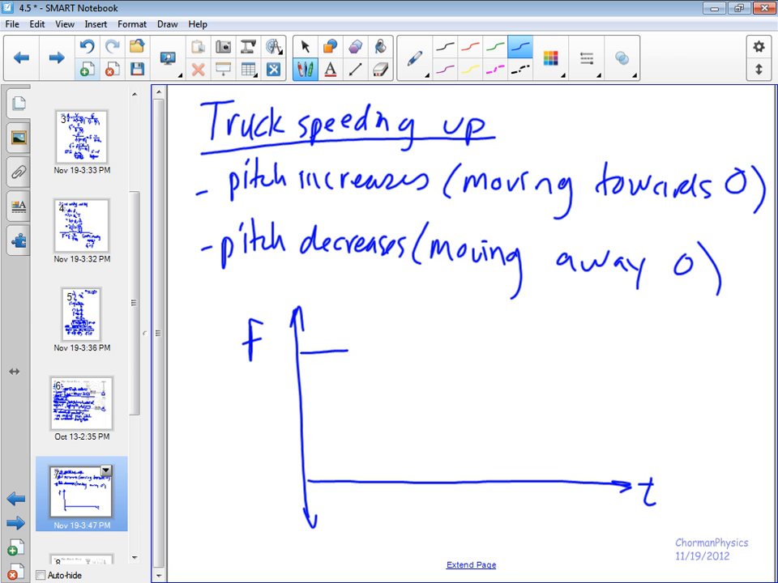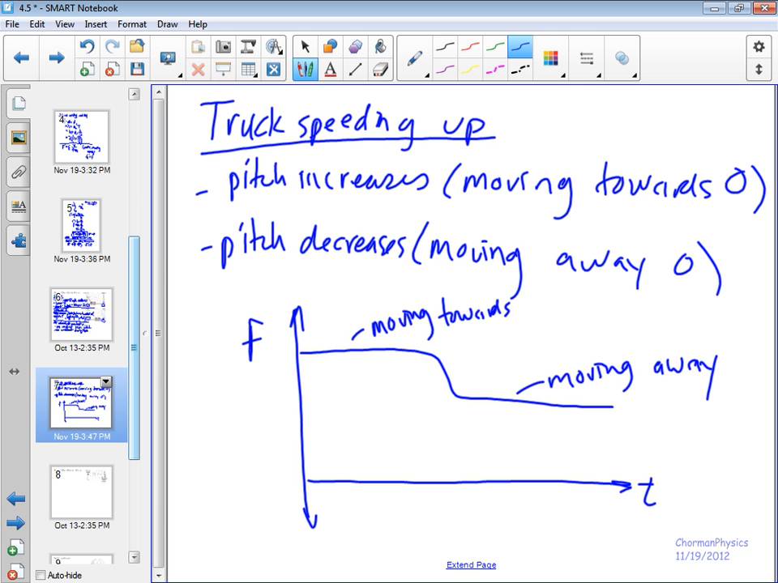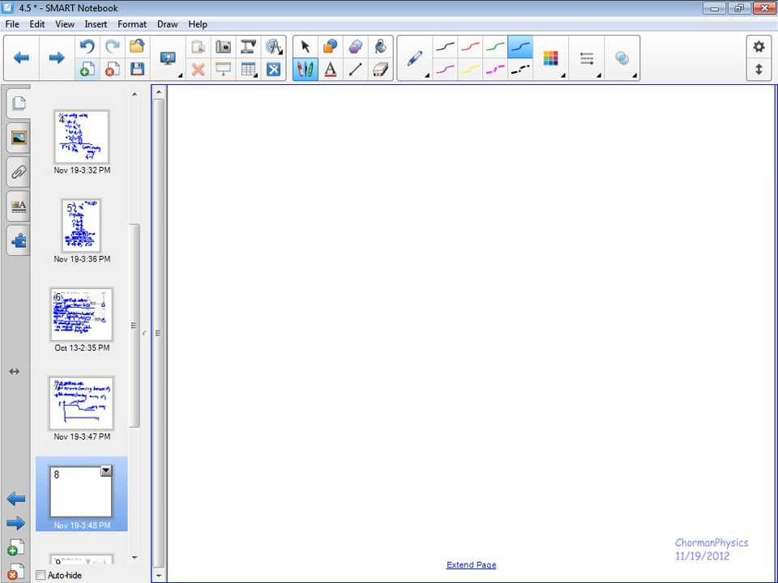So for the constant velocity situation, this is what we get. This is when we're moving towards. This is when we're moving away. This is if a truck is driving towards us and then passes us and keeps driving on. And this is the shift in frequency that we would notice.